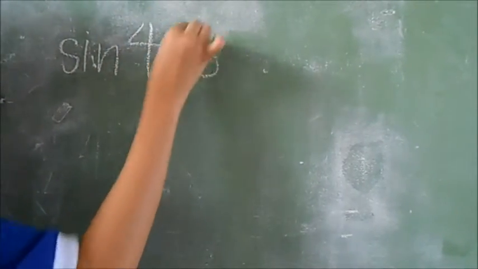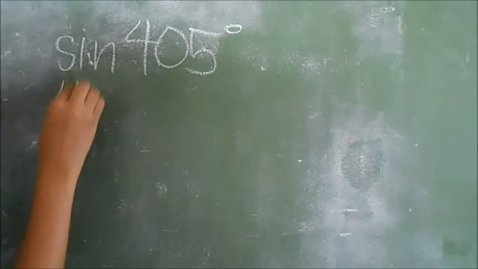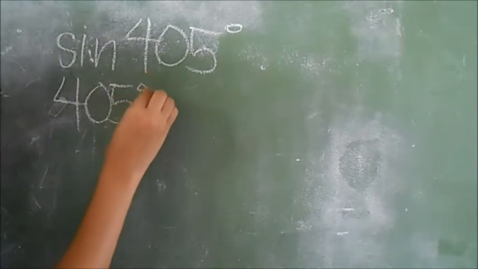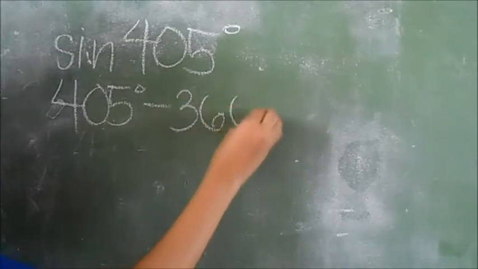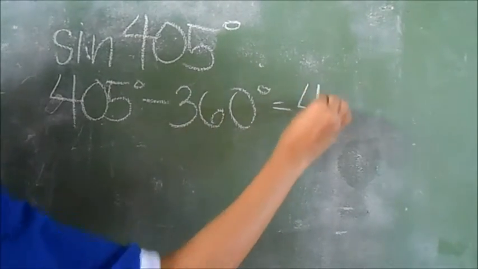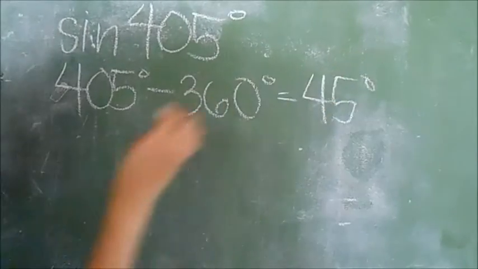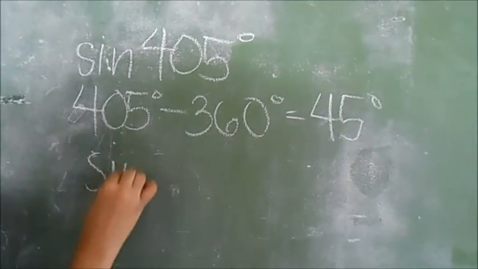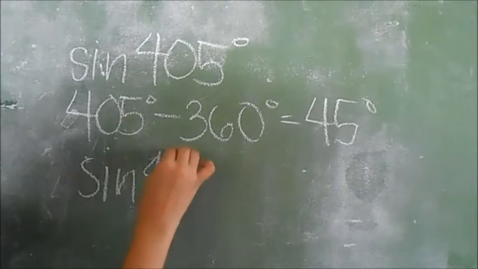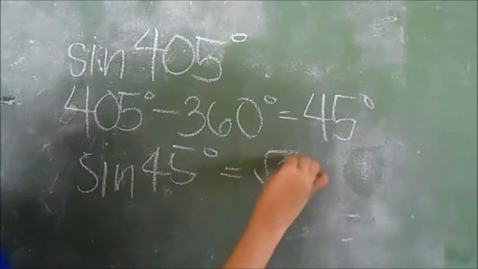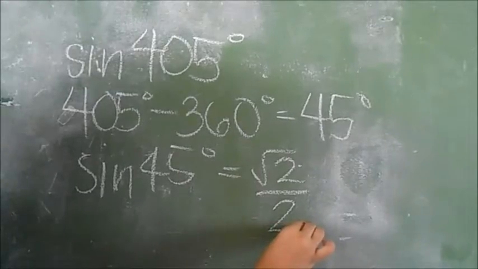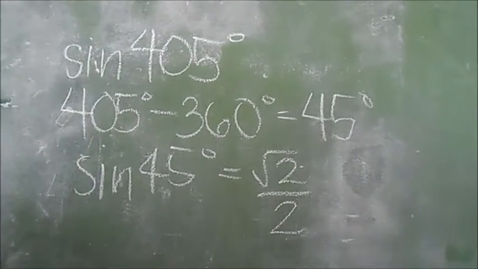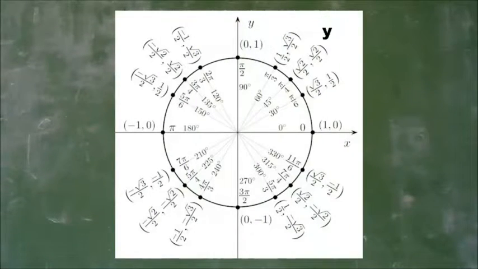So here we have sine 405 degrees. Since that's more than 360, we just need to get the coterminal. So it's 405 degrees minus 360 degrees, which is ta-da! 45 degrees. So we have 45 degrees, and the answer to that is square root of 2 over 2. That's the trigonometric value of sine 45. If we check the unit circle, we can see that the y value of 45 degrees is square root of 2 over 2. Therefore, we got the correct answer.